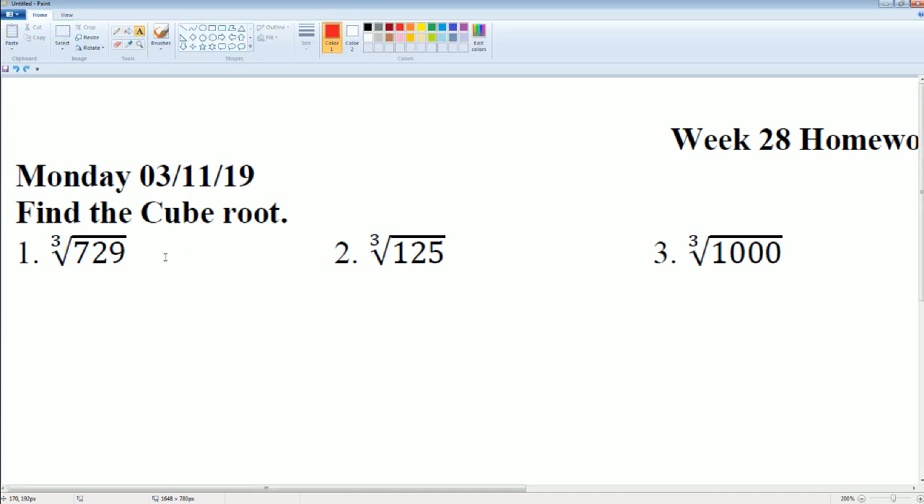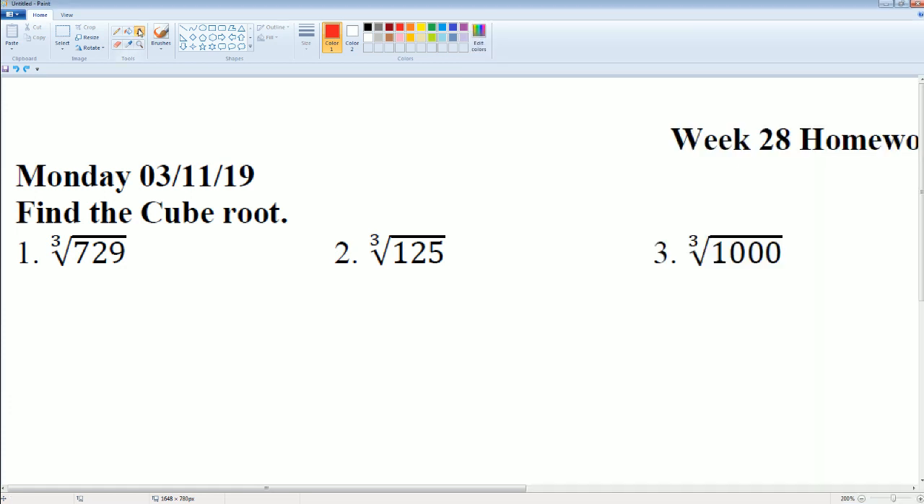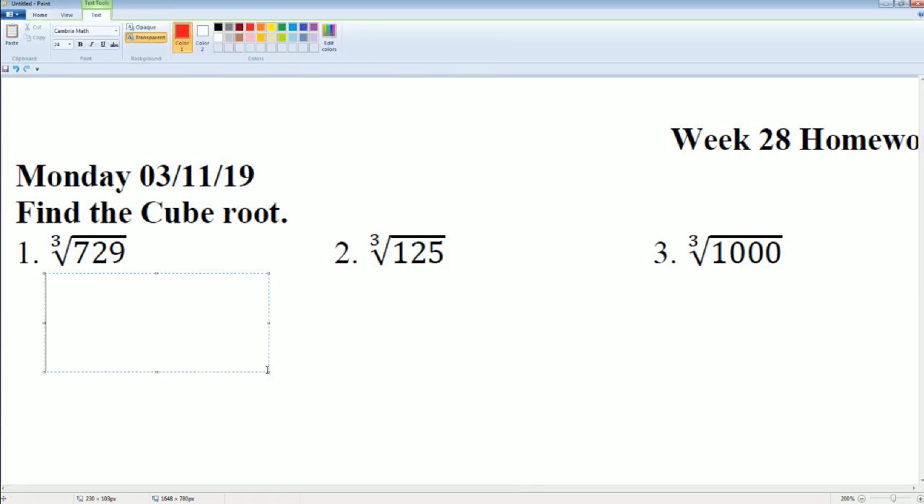Alright, so let's do the first one. What is the cube root of 729? There are two ways to do this, and I'm going to show it to you. The first is the chart. Here is a list of all the cube roots that you should memorize. 729 is right here. That's the cube, right? So the volume is 729, so each side is 9. So we would say this answer would be just 9.